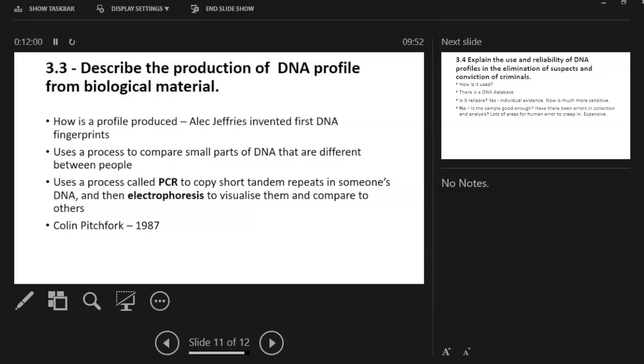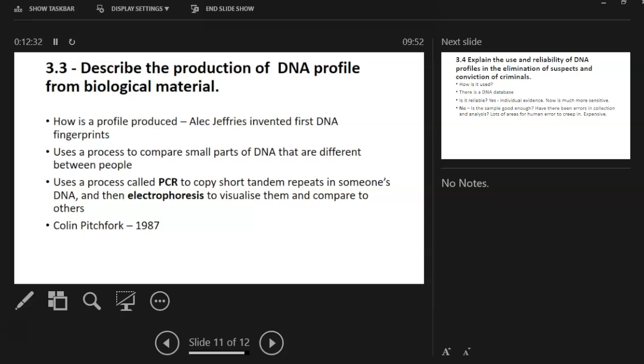Describe the production of a DNA profile from biological material. How is a profile produced? So this guy called Alec Jeffreys invented the first DNA fingerprints. And basically, it's a process to compare small parts of DNA that are different between people. Most of our DNA is identical, but he developed this system by which you can compare the little bits of DNA that are not identical between people to match that person or that sample to an actual individual person.